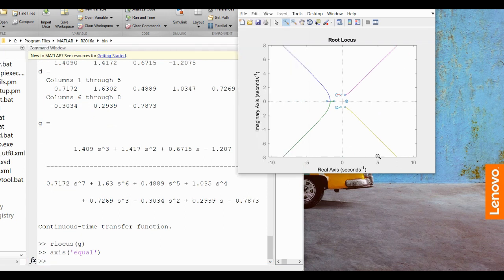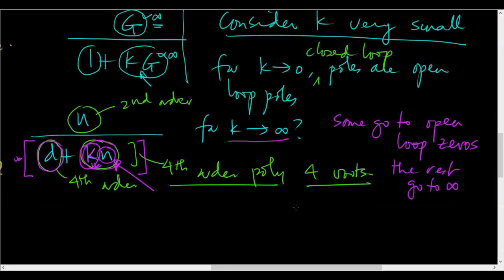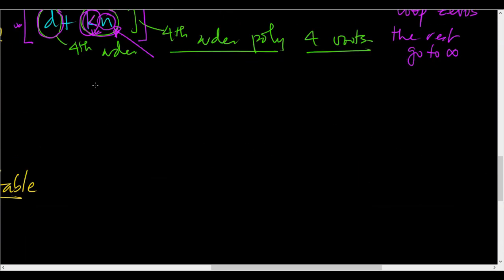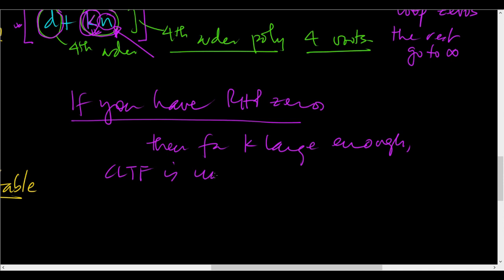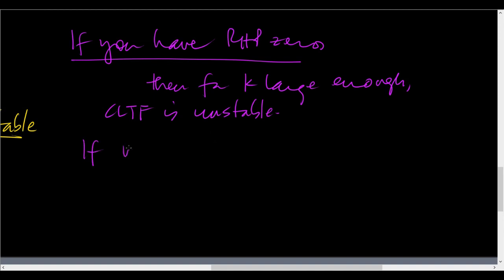So now you can see that if you have RHP zeros, then for k large enough, the closed loop transfer function is unstable. Okay, if the numerator order is m, and the denominator order is p, then k equals p minus m.